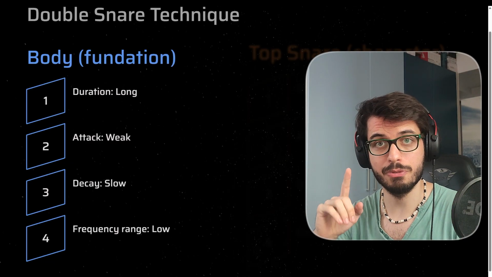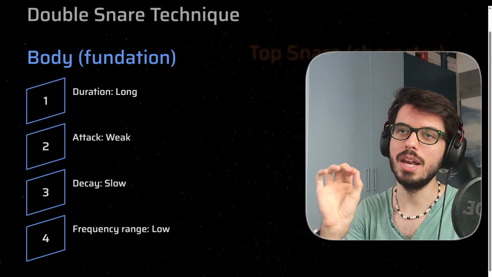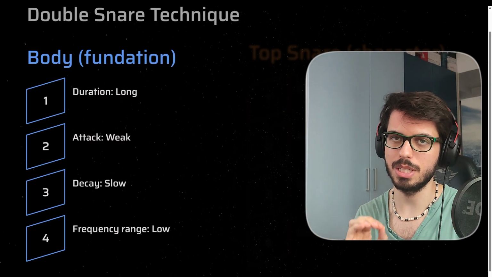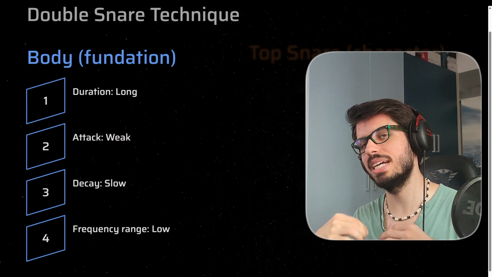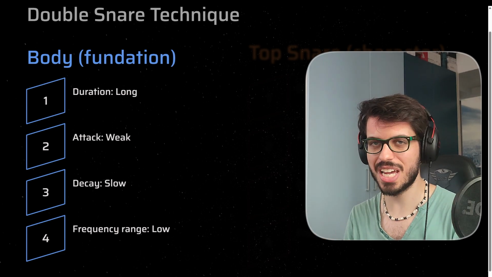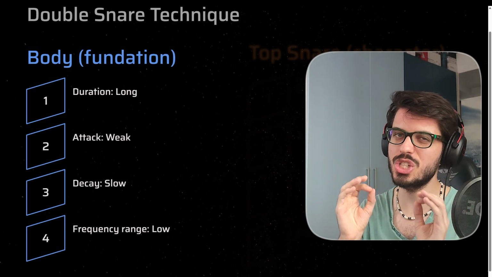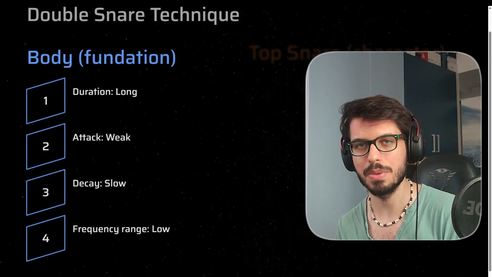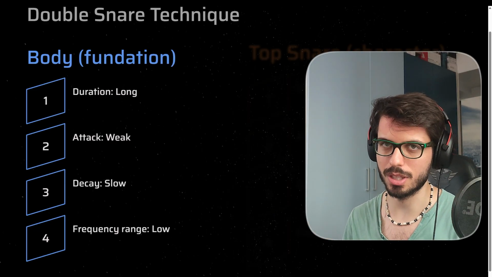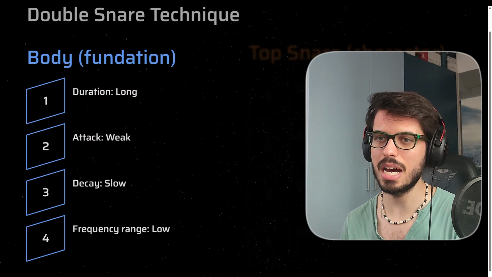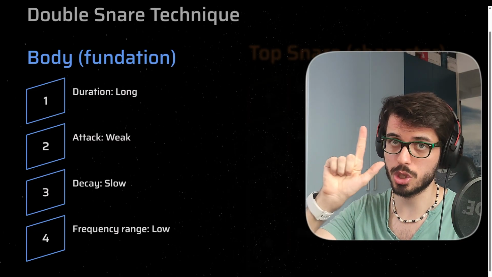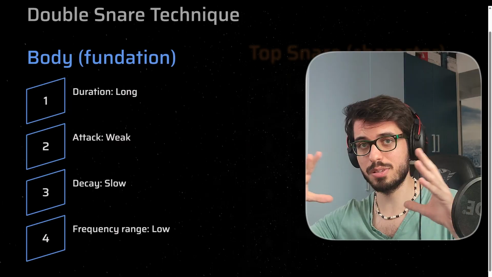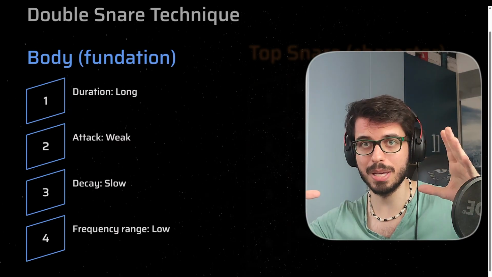Next up, we have frequencies. It should be lower than the top snare in general, but it's not so important. So in general, you want it to be just a little bit lower with respect to the top snare, okay? But it's not so important, really. The important things here are the decay and the duration, okay? This must take a lot of the space of the sound.